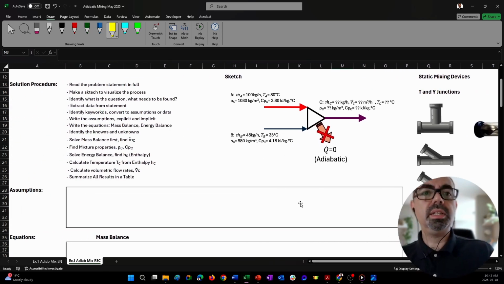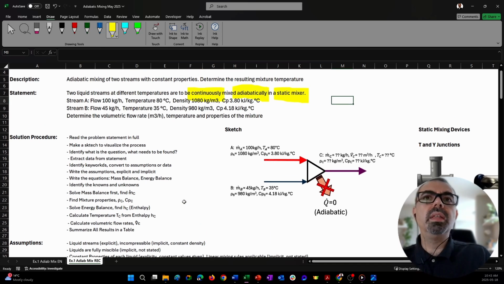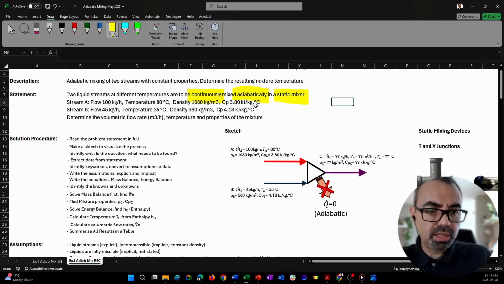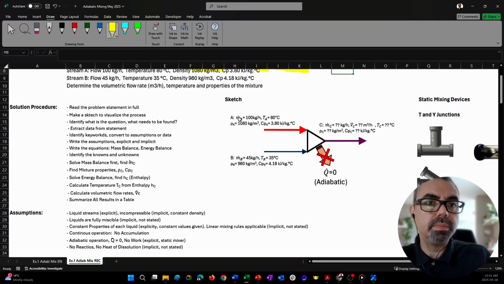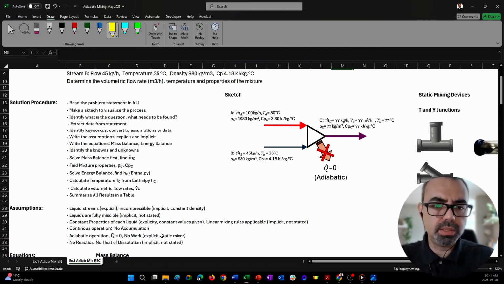Now, if we continue, let's write which are the assumptions very clearly. So we know that there are two liquid streams. They are incompressible because they are telling us the densities, and they don't tell us that the densities change with temperature. So they are constant properties. Next, they tell us that the system is adiabatic, no heat associated. There is a static mixer, no work associated, no blender. They don't tell us anything about chemical reactions. So this is an implicit assumption. We can say that there is no reactions associated, no heat of dissolution or mixing associated with this.